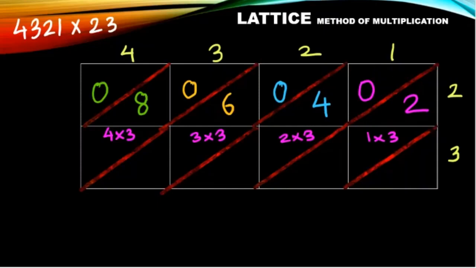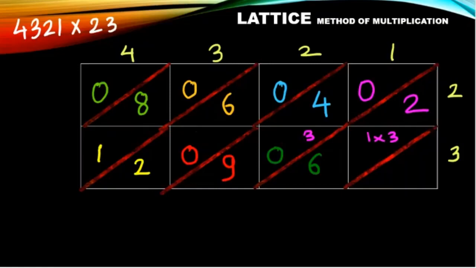Then second row, we will consider first column, second row. 4 3s are 12. So 1 and 2 we have to write down according to the diagonals. Then 3 3s are 9, that is 0 9. Then 2 3s are 6, that means 0 6. And the last rectangle, 1 3 is 3, that is 0 3.